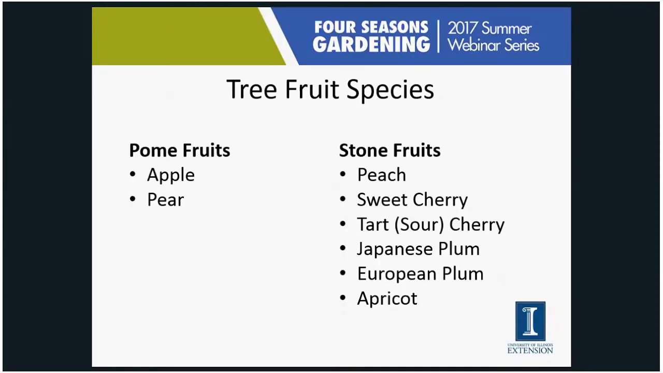So we'll start off our session talking about what kinds of tree fruits there are. There's two main categories: the pome fruits, which consist of the apple and pear, and there's also the stone fruits, which have the peach, sweet cherry, sour cherry, Japanese plum, European plum, and the apricot.